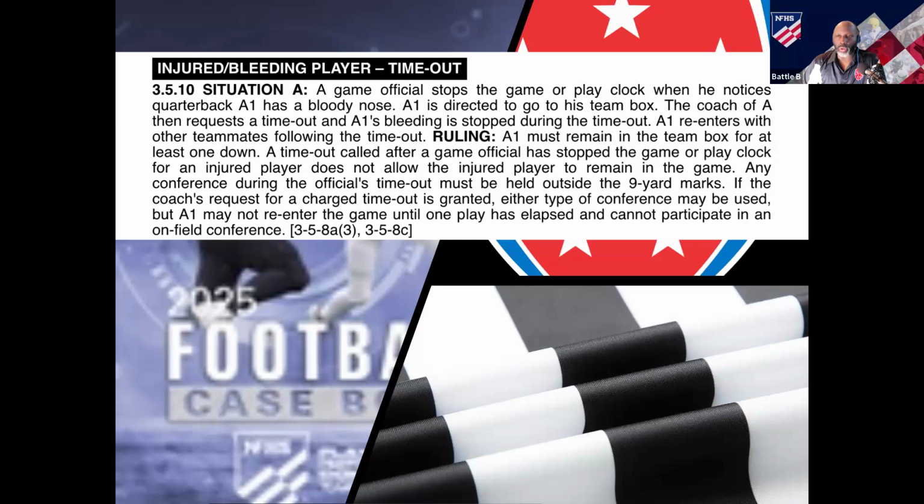A timeout called after a game official has stopped the game or play clock for an injured player does not allow the injured player to remain in the game. Any conference during the official timeout must be held outside the 9-yard mark. If the coach's request for a charge timeout is granted, either type of conference may be used. But A1 may not re-enter the game until one play has elapsed and cannot participate in an on-field conference. So let's look at the ruling and break this down.